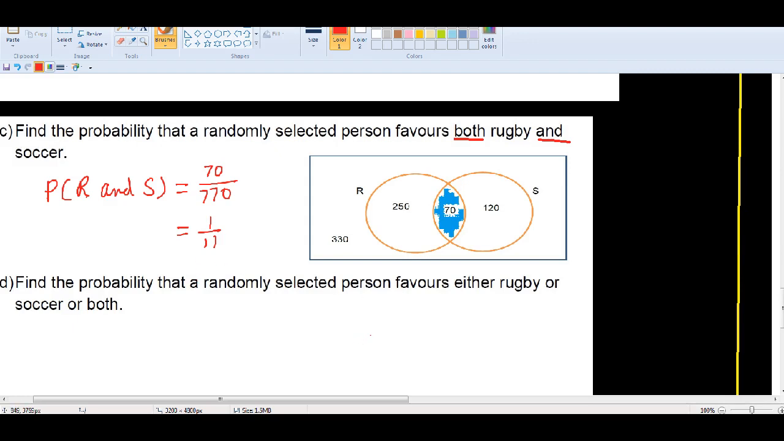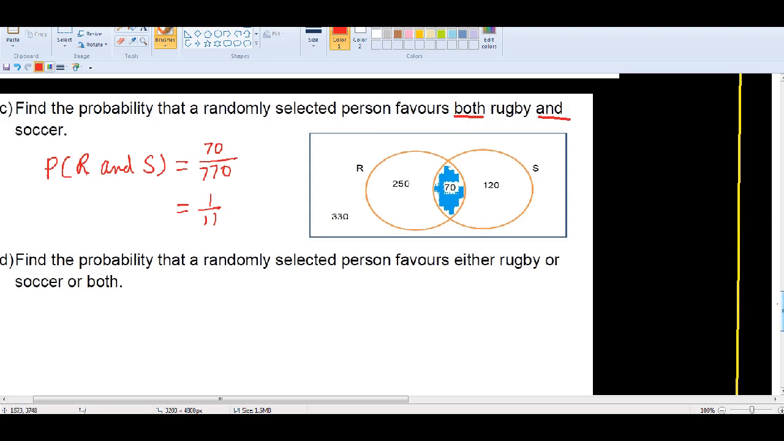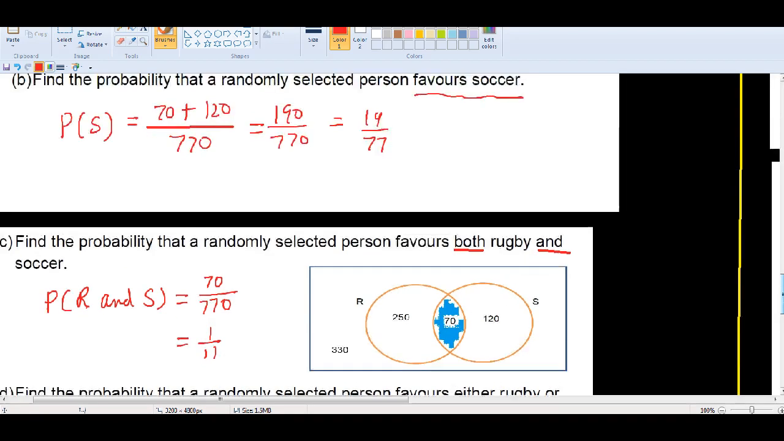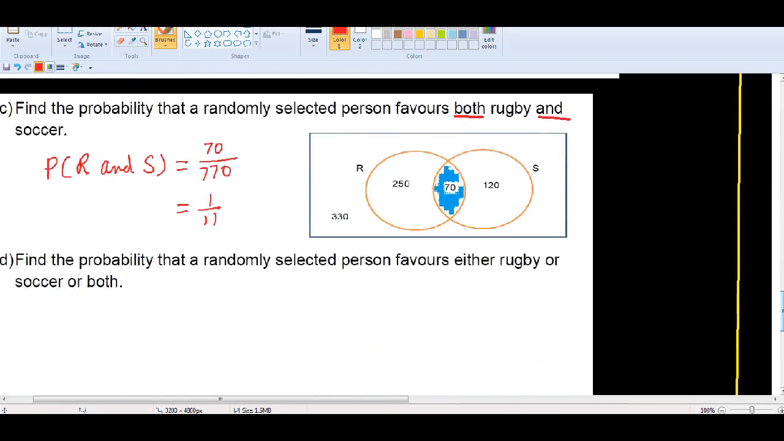Remember this: if this is rugby and soccer, you can only count those people who love both sports. You don't need to worry about the numbers in the rugby circle but not in the soccer circle, and also those numbers in the soccer circle but not in the rugby circle. You must use the numbers in the overlapping area. Alright, so let's go to another one.